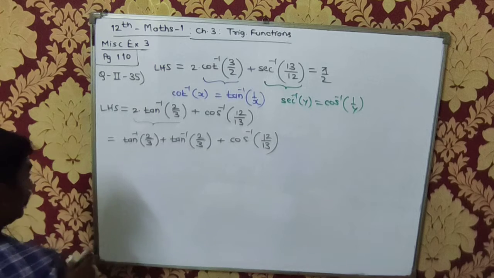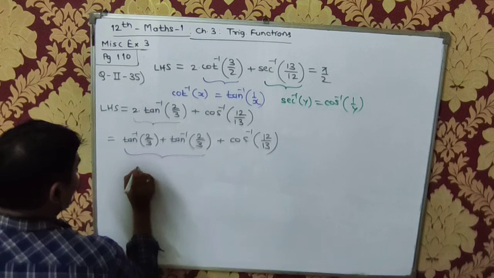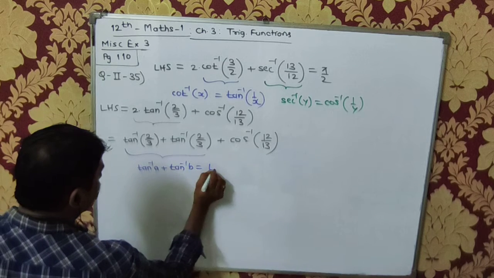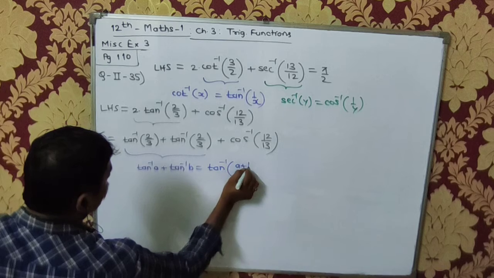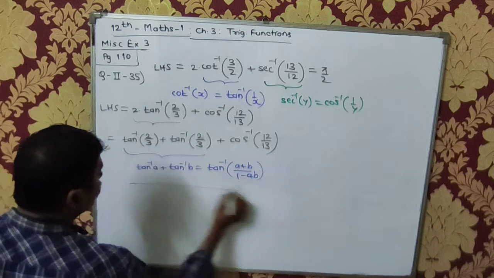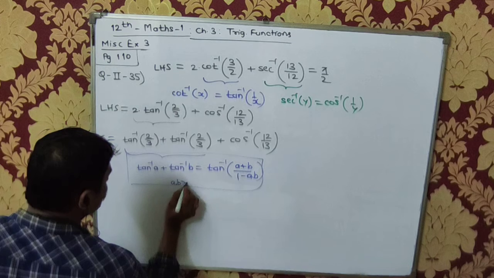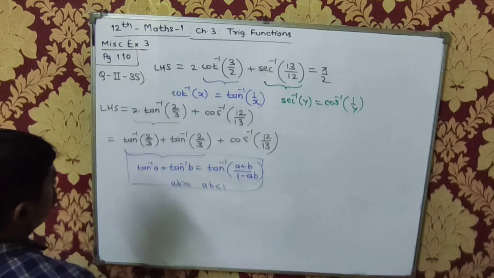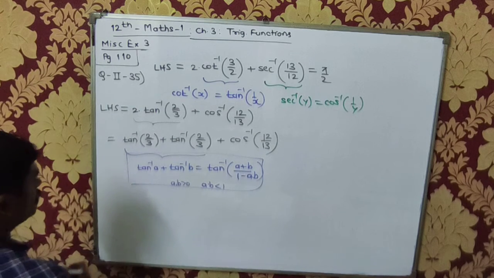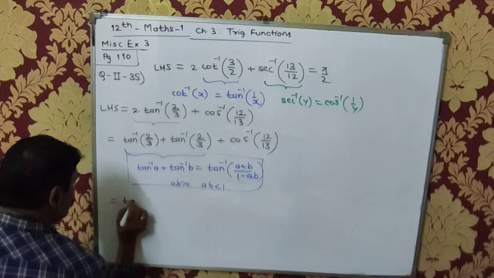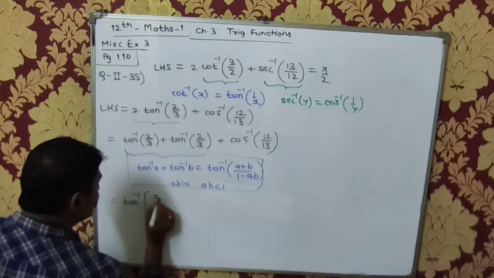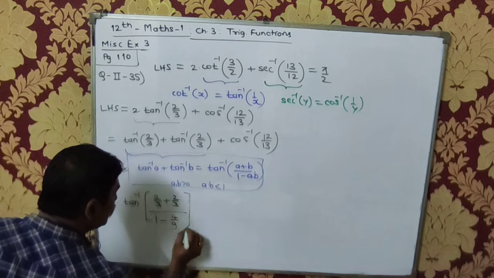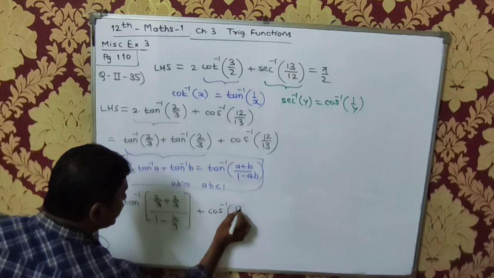Once again, as we have done earlier, I will add this. Tan inverse of A plus tan inverse of B is equal to tan inverse of A plus B upon 1 minus AB. We can use this formula, provided A and B both are greater than 0 and product AB is less than 1. Both are greater than 0 and product is 4 upon 9, which is less than 1. So let us continue this further. This will give me tan inverse of 2 by 3 plus 2 by 3 upon 1 minus 4 by 9, plus cos inverse of 12 by 13 as it is.